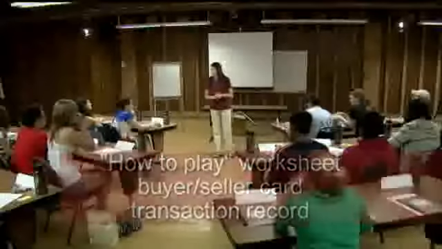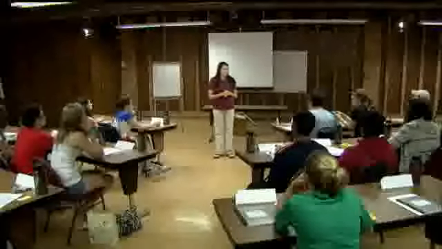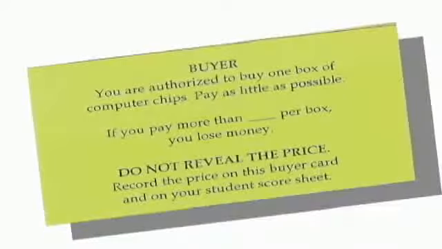Today we are going to participate in an activity called In the Chips, where you are going to simulate a market. And so you've all been given a role of buyer or seller, and you can see what your role is on the card in front of you. You'll notice that if you are a buyer, you have a green card, and if you're a seller, you have an orange card.